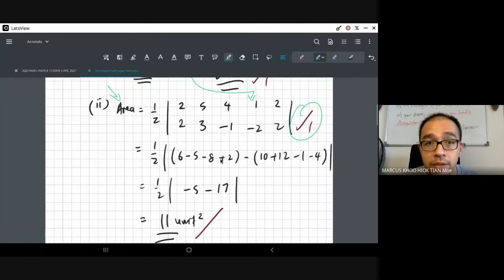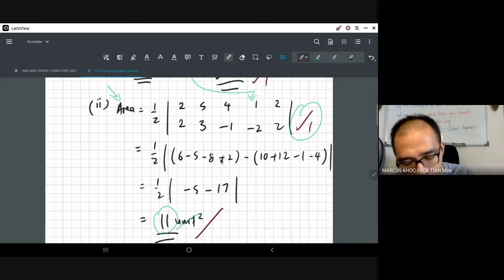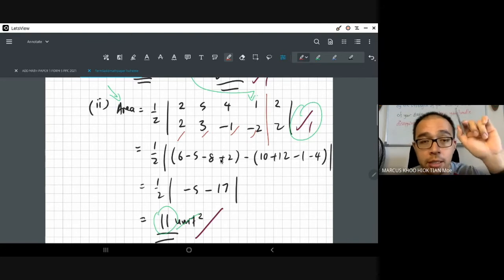Which is 11 units squared. Unit squared not so important, 11 yang saya mau tengok. I noticed that some people stopped here. Dia letak 1, 2, 3, 4 and then they stop. They forgot to go 1 full circle.